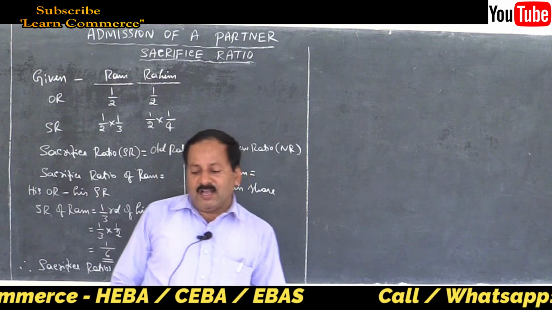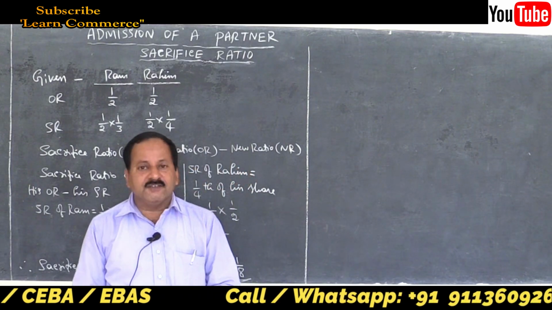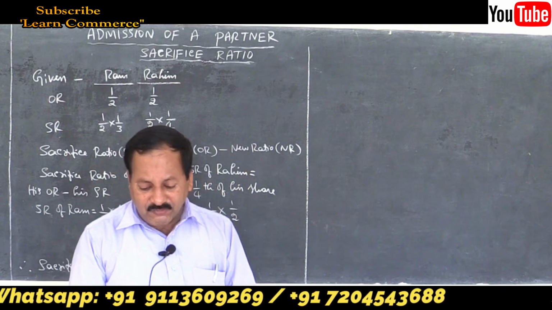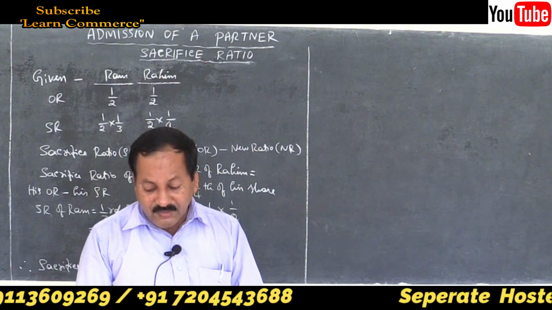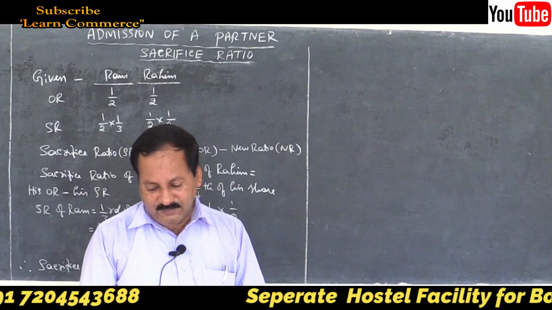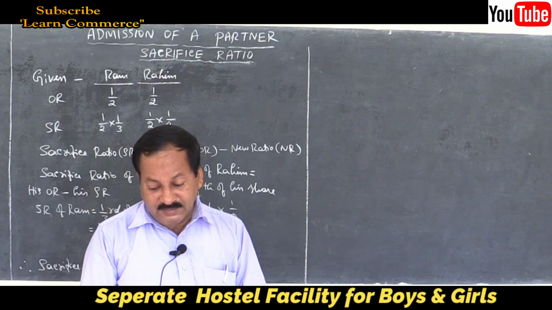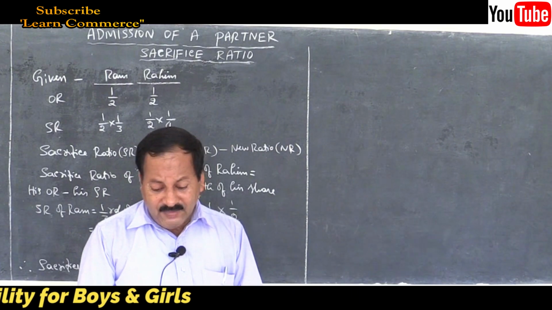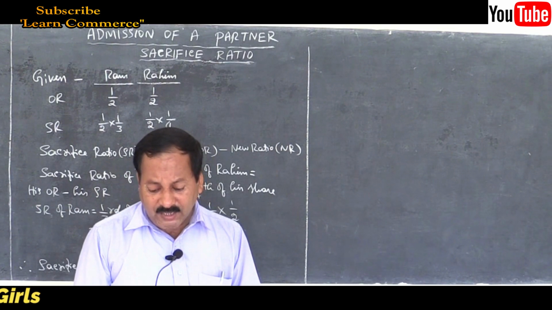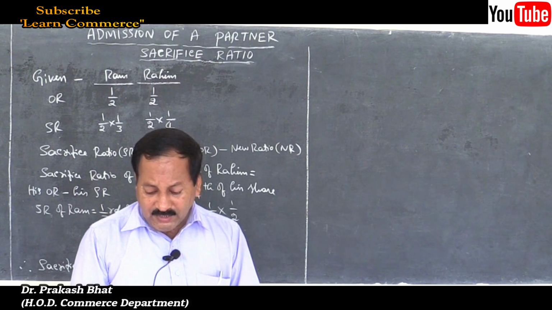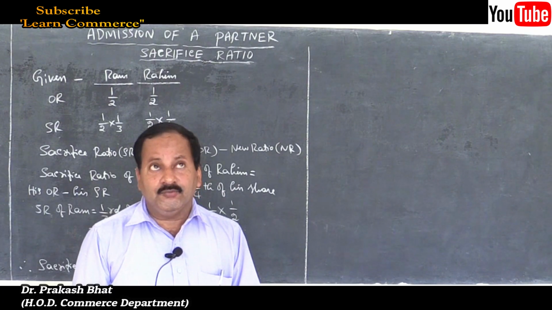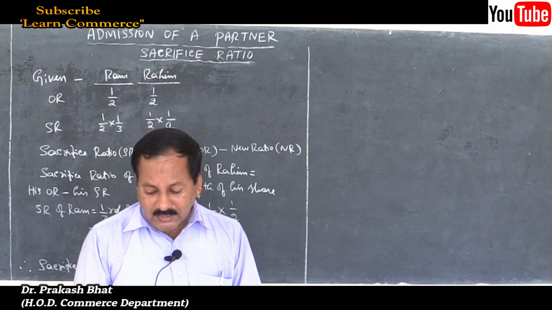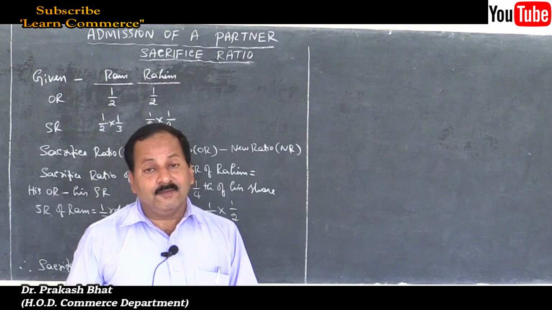Ravi and Shankar are partners sharing profits and losses in the ratio of 2:1. They admit Shiva into the partnership and gave him 1/6 share. See here properly, it's a very critical one. Ravi and Shankar agree to share the remaining share in the ratio of 3:2. Calculate the sacrifice ratio.